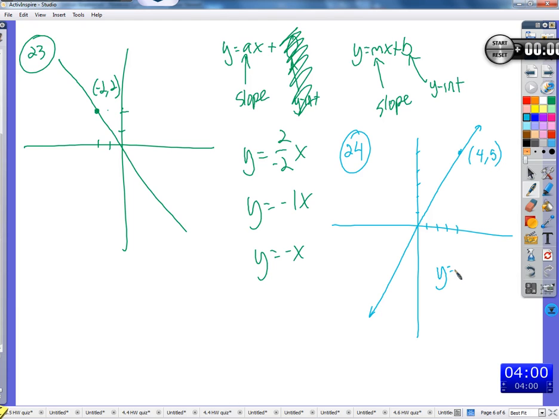So again, we just need y equals the slope times x. What's the slope of this one? 5 over 4. We go up 5 and over 4 to get to this point. We know that there's a point at the origin. That's the way all direct variation equations are. Move up 5 and over 4. There's our slope. And find out what y is when x is 8.